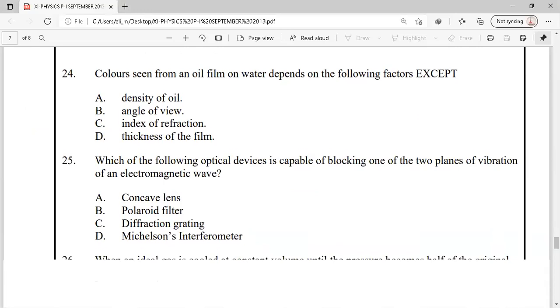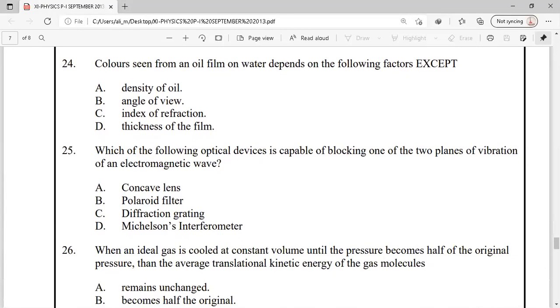Then we have question number 24. Color seen from an oil film on water depends on the following factors except for one.